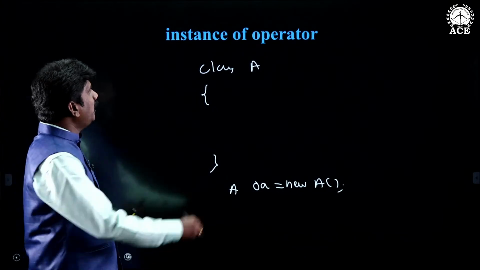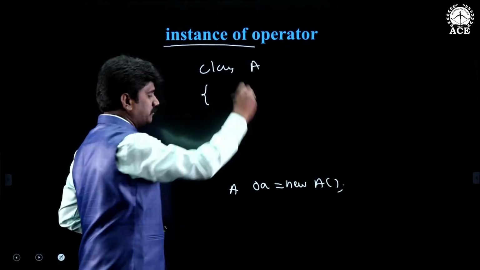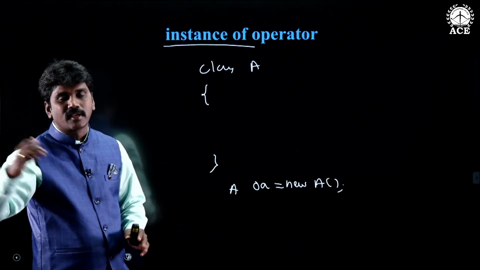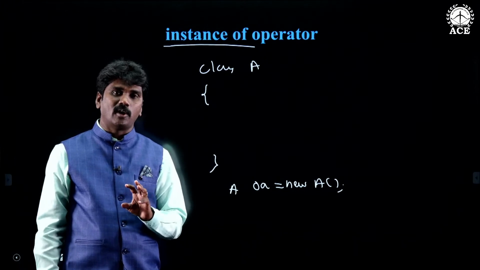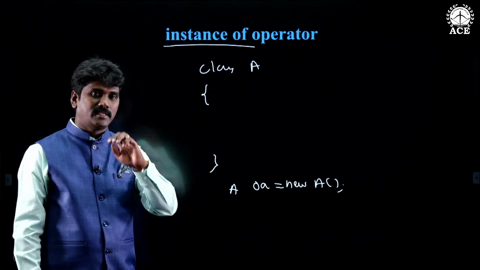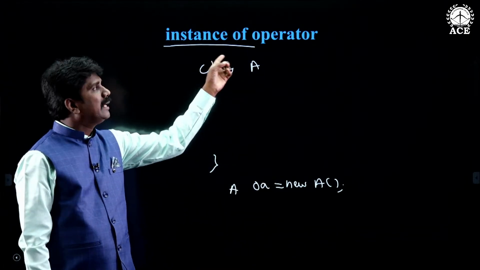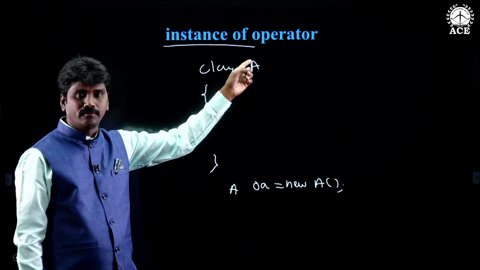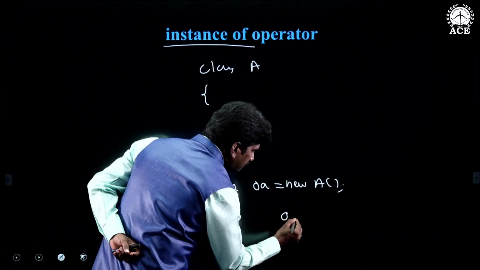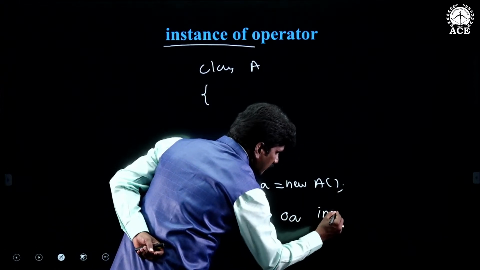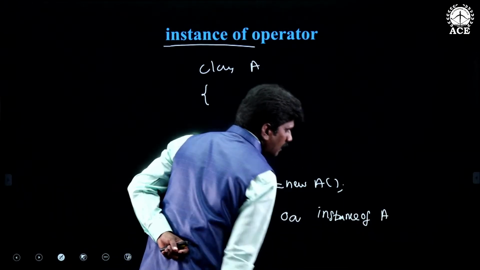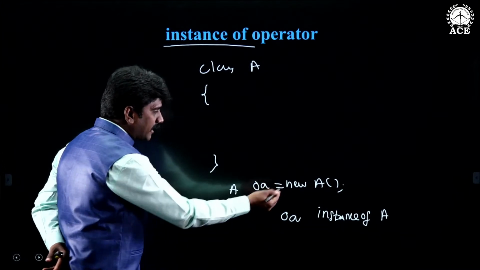Now we are going to check instance of, whether one object is the instance of another class or not. As we know, the definition is that an object is an instance of the class. Same thing we are checking here with the help of an operator called instanceof. So it is going to be OA is the instance of A. Directly we can check the condition like this.